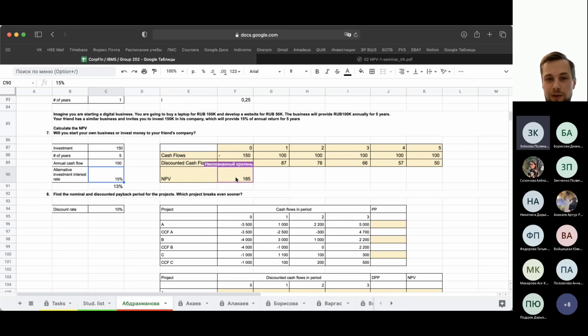And actually, if the net present value is higher than 0, it means that our project gives us more than 15% a year. So in this case, we should choose our project. If the NPV is less than 0, it means that our project gives us less than 15% a year. And if the NPV is 0, it means that our project gives us exactly 15% a year. Yeah, is it clear?